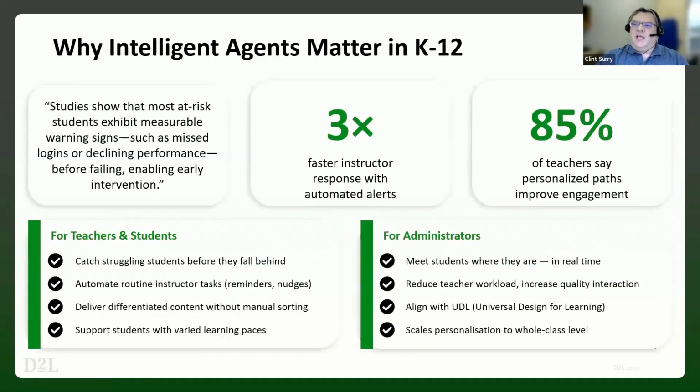Now, why they matter in K-12: there's a lot of studies that show at-risk students have some warning signs along the way, like declining performance. You can have notifications sent to you when certain things happen to remind you early on, particularly in the online world where class sizes tend to be a little bit larger than regular. It can really watch out for certain things to happen.